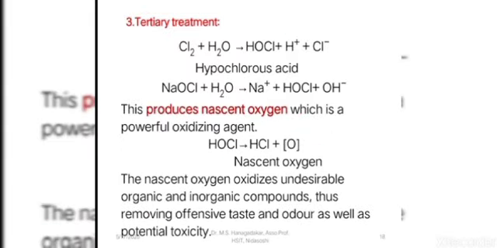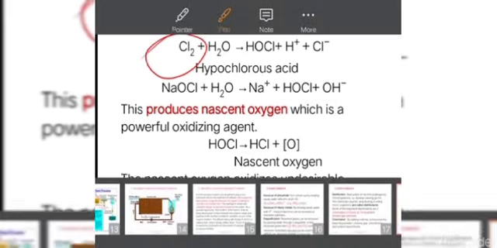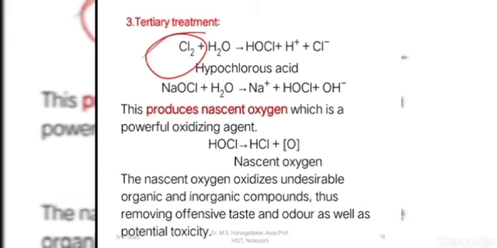Now let us discuss the reaction taking place in the tertiary treatment. If your water contains a higher concentration of chlorine, and it reacts with the water, there is a formation of hypochlorous acid, H plus and chloride ions. This produces nascent oxygen, or active oxygen, which is a powerful oxidizing agent for the removal of microbial or bacterial communities.